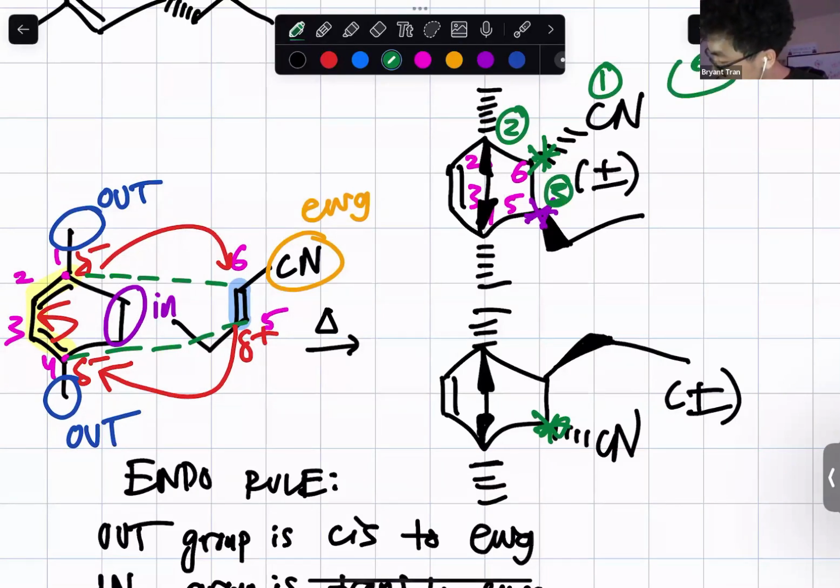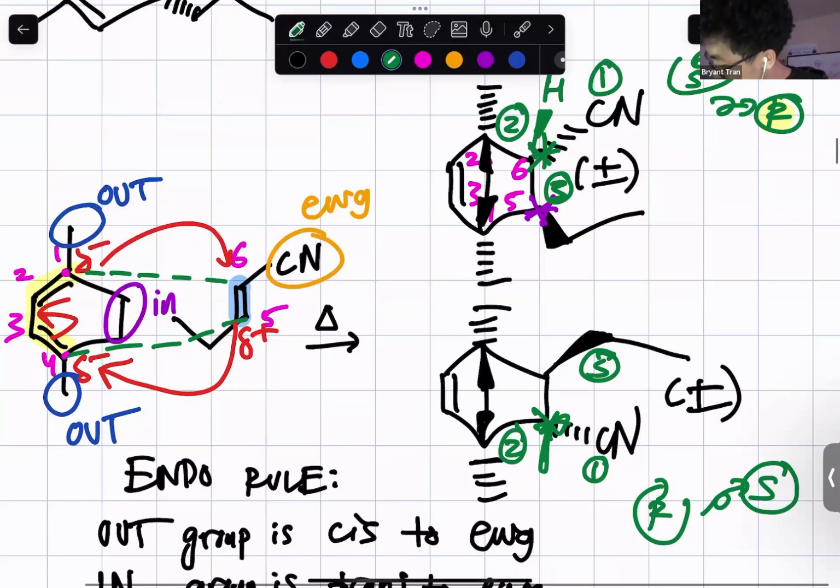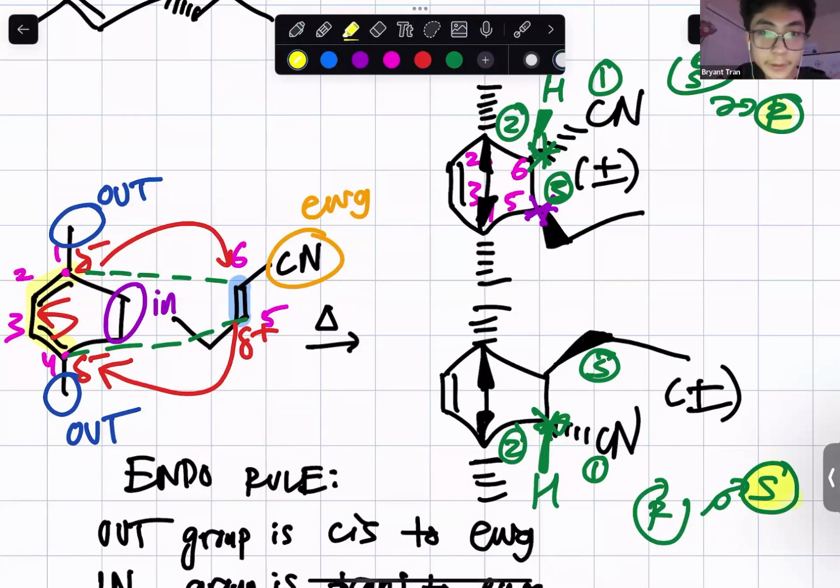And going this way, it looks S, but it's actually R because the lowest priority group is a wedge. So we flip it to what it actually looks like. So this right here is an R. If I assign priority for the other carbon, this is 1, this is 2, this is 3. So this one here, it looks R, but it's actually S, because the lowest priority group here is a wedge. So we have to flip it to whatever it looks like, right? So that's why they're different.